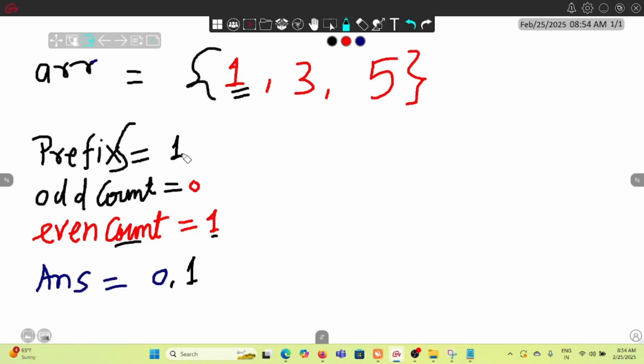Now, because we found the prefix equal to 1, which is an odd number, the odd count would be increased by 1. So now our odd count would become 1 here. Now we are coming to here.